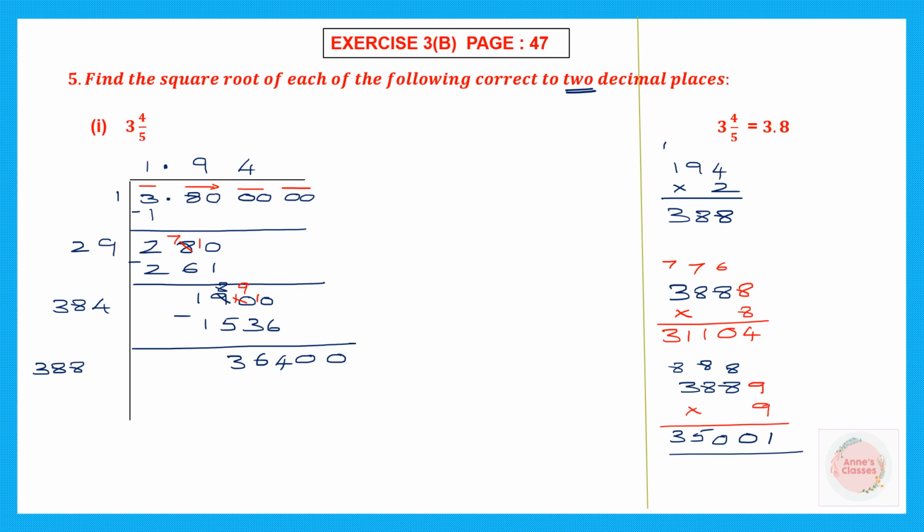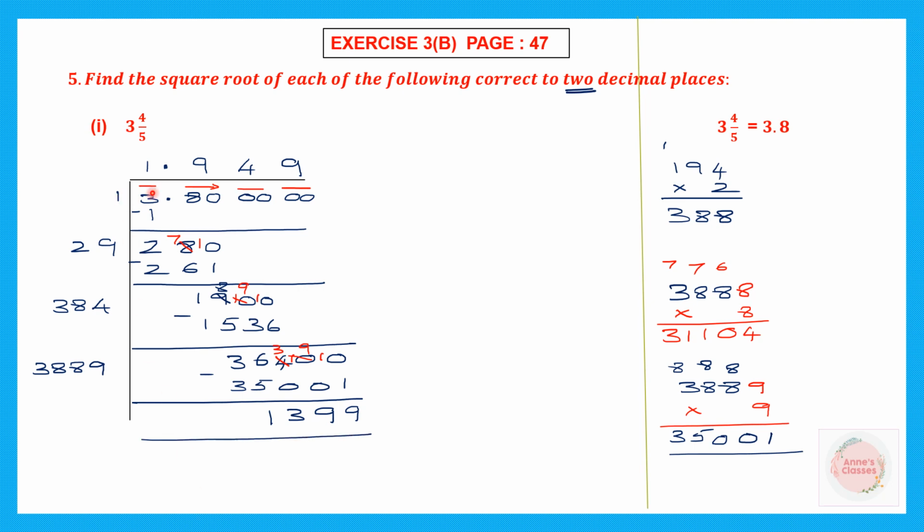So instead of writing 8 next to 388, we're going to put 9. So let's put 9 here. And in the quotient also, let's write 9. 3,889 into 9 is 35,001. Let's write that. 35,001 minus, let's borrow from here. 10 minus 1 is 9. Again 9, 3. Then here we have 6 minus 5 is 1. So our remainder is 1,399.